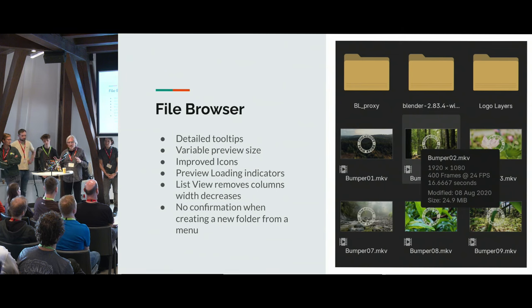When the file browser is in list view, we're now removing columns as the space is reduced, so it doesn't get all jumbled up together. It should remain useful down to very small sizes.